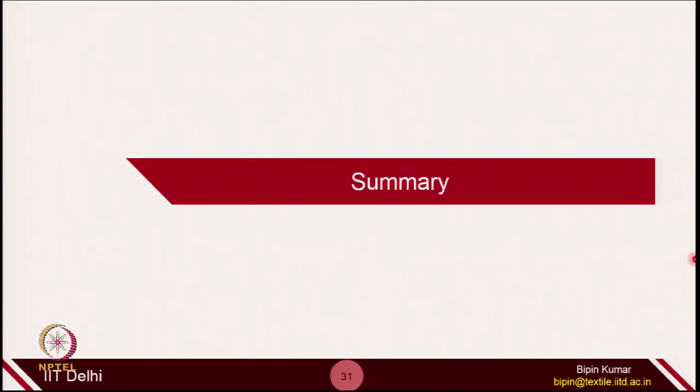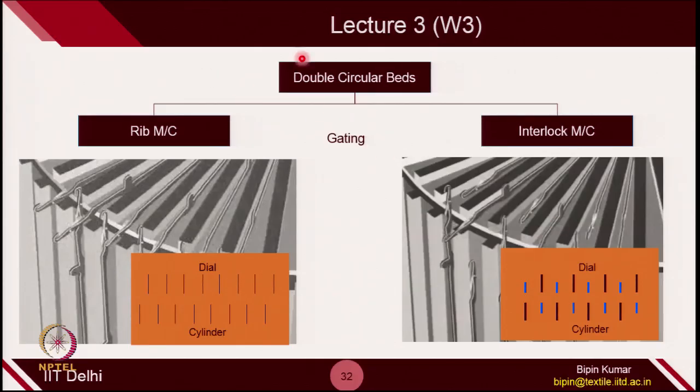Now, I am going to summarize what we have covered in this particular lecture. So, basically we finished double circular knitting technologies. One category of double circular bed is rib knitting, where the gating of needles is done in such a way that they are not facing each other. So, in rib machines there is one cylinder bed and another dial bed, and the second category of double circular machine is interlock machines, where the gating is done in such a way that they are facing each other.